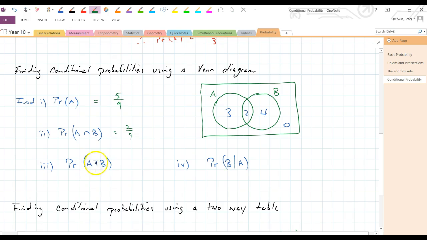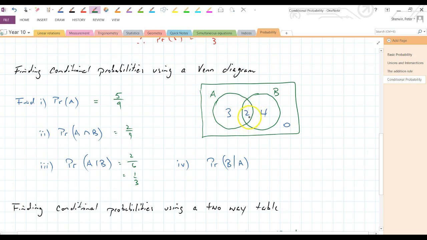Now, the probability of A given B. The sample space is going to change. We know that it's B, so we're selecting from B. What's the probability that it's also A, given that we're selecting from B? Our sample space is now what I'm circling, the 2 and the 4. So my sample space is now not 9, it's 6, and of that 6, A represents 2 of them. So it's 2/6 or 1/3. In the last question, the probability that it's B, given that it's A.